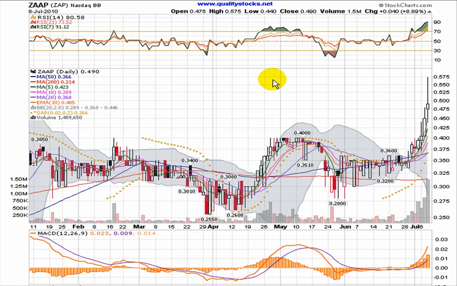And today we're going to take a look at ZAAP. This is a NASDAQ bulletin board stock trading on the ticker ZAAP. Strong move, a breakout of a little ascending triangle. We'll come back and I'm going to put that on there right now just to show you what to see.